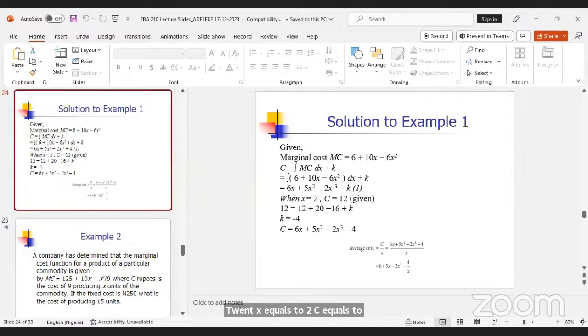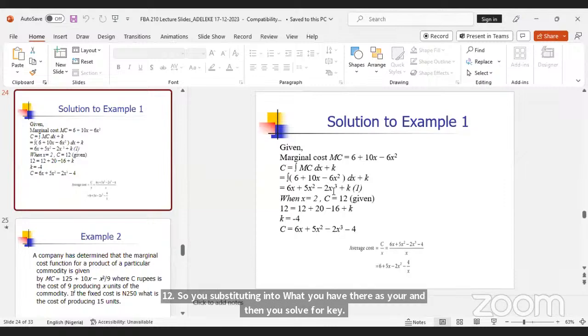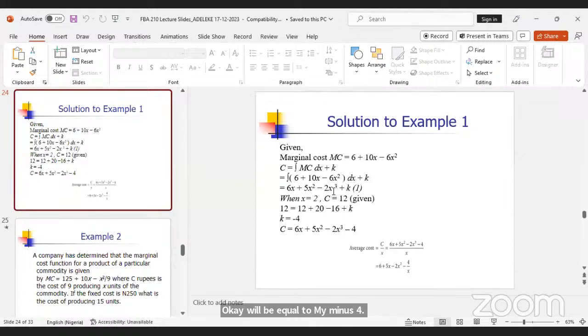The total cost is 12. So you substitute into what you have there as your equation 1, and then you solve for k. So k will be equal to minus 4. So you are done. Your c will now be equal to 6x plus 5x squared minus 2x cubed minus 4. That is our total cost function.